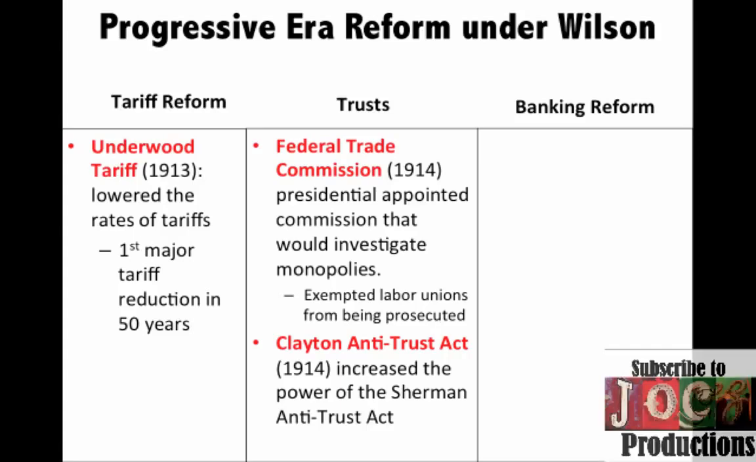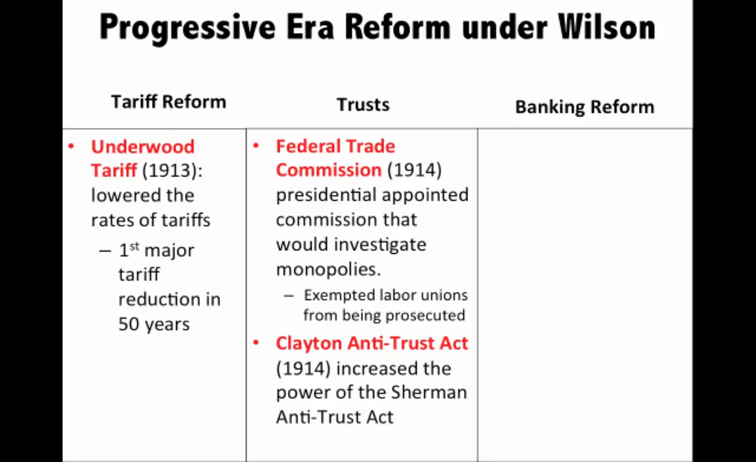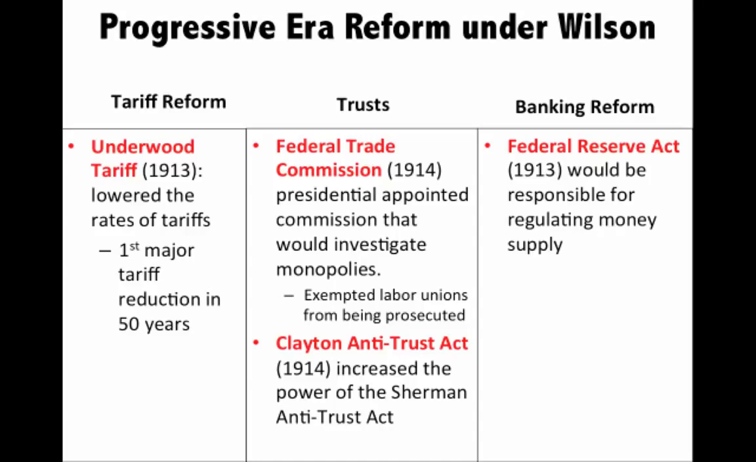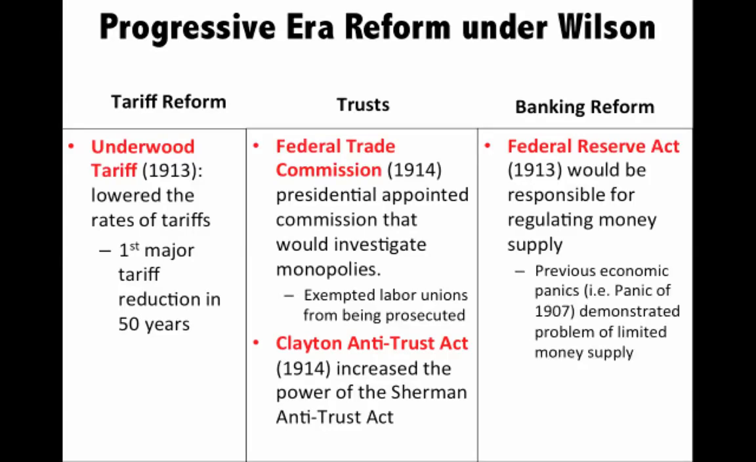Banking reform is probably Wilson's most notable domestic achievement under the Federal Reserve Act. And the reason why the Federal Reserve Act is passed is there's this belief that the gold standard was too inflexible. And what this would do is the Federal Reserve, the Feds, would be responsible for regulating the money supply. And there was this feeling that previous economic panics, such as the Panic of 1901, demonstrated the problem of a limited money supply.